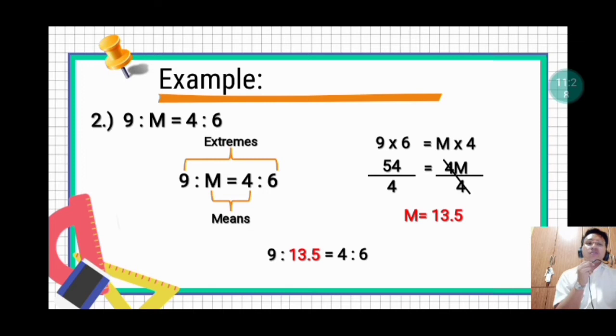So now, we need to multiply the extremes and then the means so that we can discover if these ratios are proportion. So, 9 times 6, 54. How about 13.5 times 4, the means? All right, very good. It is also 54. And now, we must identify if these ratios are direct proportional. So, anyone?